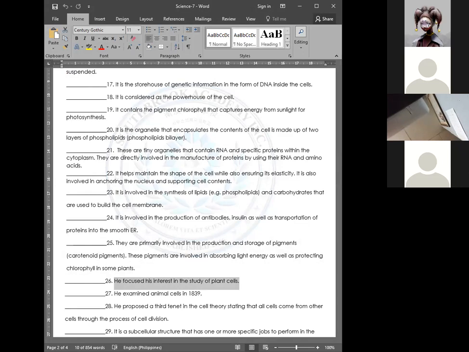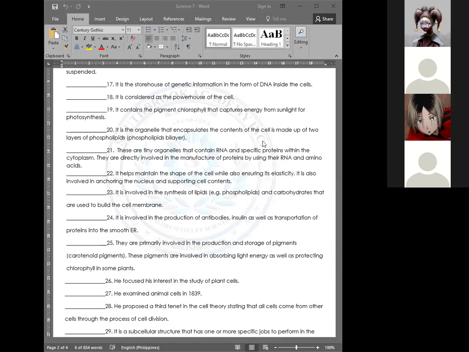He is a German botanist. He examined the animal cells in 1839, followed by Theodor Schwann. Again, Theodor Schwann.